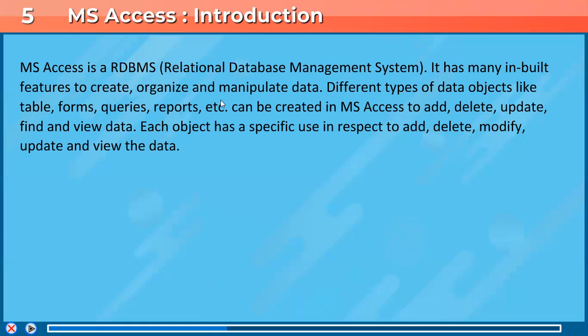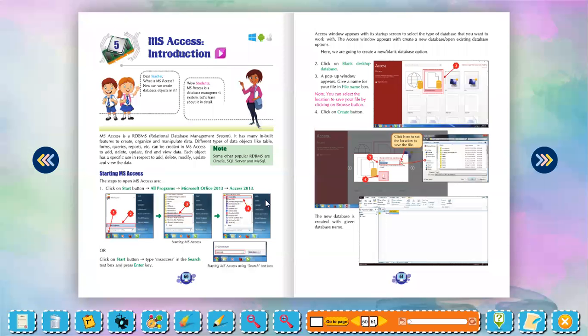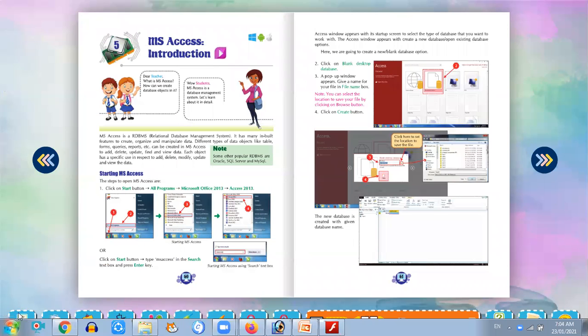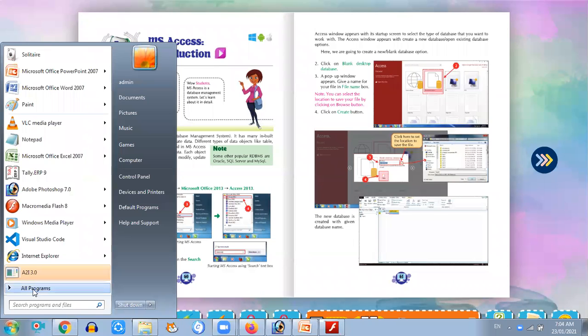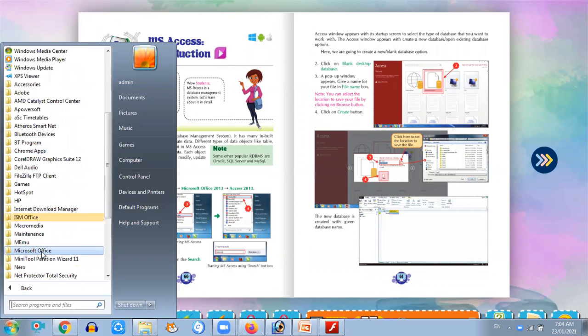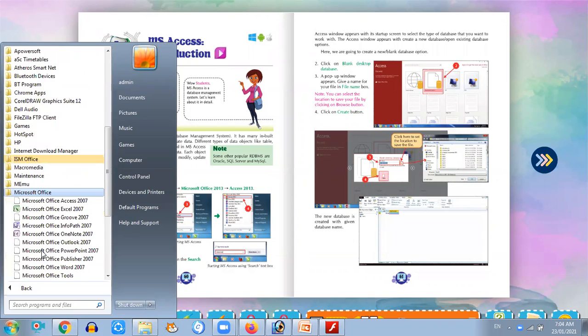So let's understand practical first step how to start MS Access. So I'm going to close here and let's begin. When you want to start, just click on the start button, go to all programs. You have to find Microsoft Office group where you will get Microsoft Office folder. Click on that and just see the first option you will get, Microsoft Office Access.